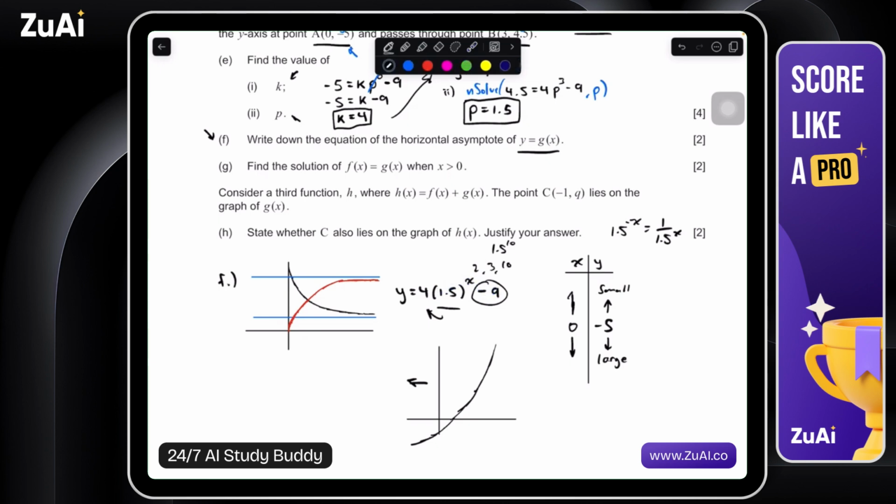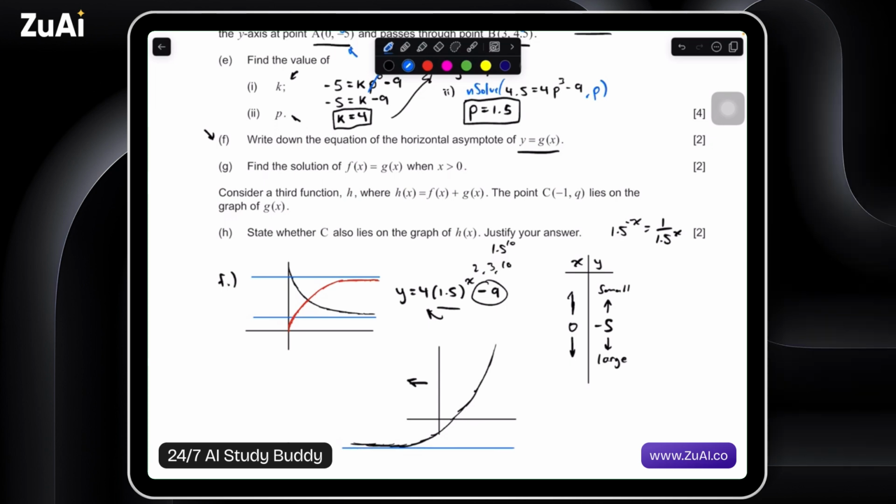And so what does that mean? When x becomes very, very small, we reach some asymptote, some line that we approach but never reach. And in this case, it would be y is equal to negative 9.